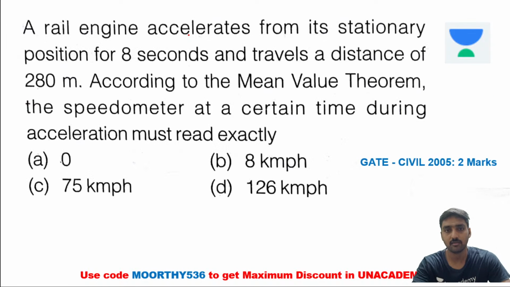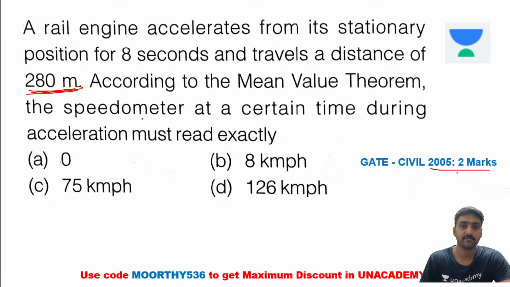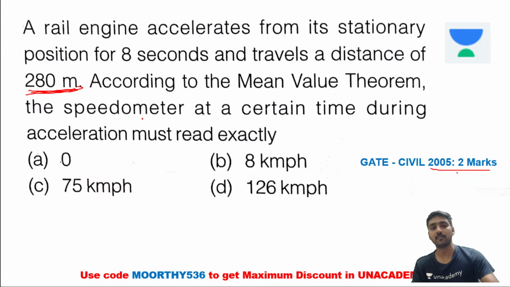One more question on the mean value theorem, it's a Civil Engineering GATE 2005 question. It's a very interesting 2-mark question. A rail engine accelerates from its stationary position for 8 seconds and travels a distance of 280 meters. According to the mean value theorem, the speedometer at a certain time during the acceleration must be read exactly. What will be the reading?